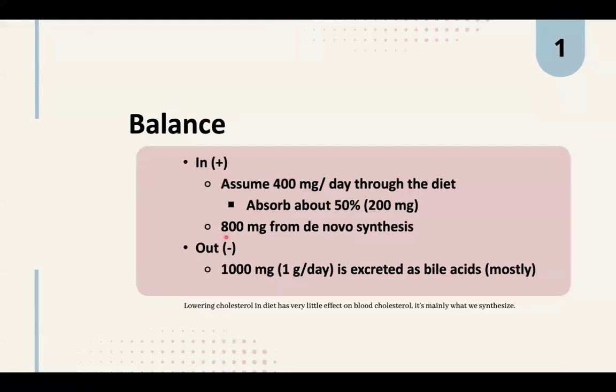And let's assume that we make in our body by de novo synthesis 800 milligrams of cholesterol. So the net that's coming in would be 200 plus 800, which is 1,000, and out would be 1,000. So we have a balance.